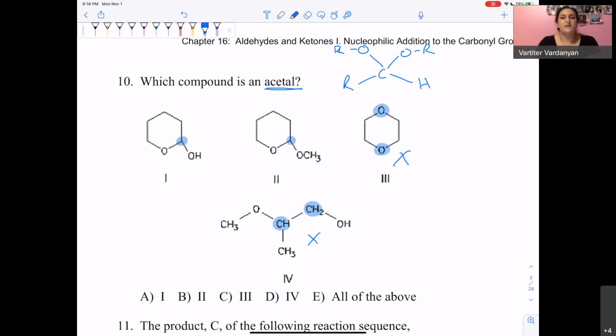Here we do have a carbon with two O's, and we do, in fact, have an H there. So the R and the H are good. Now we're looking for two OR groups. OR, OH. OR, OR. So as it turns out, this is a hemiacetal, and this one is an acetal. So the correct answer would be B. And Lauren was absolutely correct. Yay!